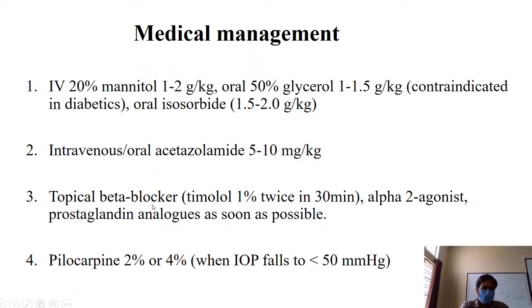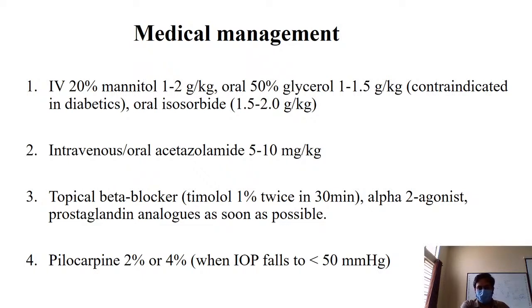And when IOP falls less than 50 millimeter of mercury, then only we have to put pilocarpine, okay. I told you what is the importance of pilocarpine in constricting the pupil before doing a peripheral laser iridotomy, okay. So pilocarpine is not the first choice of drug, because if IOP is more than 50 millimeter of mercury, because of the iris ischemia, pilocarpine will not work, okay. So first you have to reduce the IOP by using different drugs, most commonly IV mannitol, followed by oral acetazolamide or Diamox, 250 milligram. 250 milligram tablet is available.